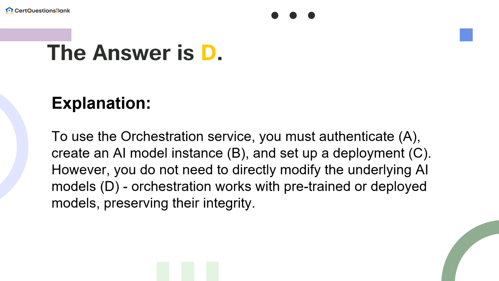To use the orchestration service, you must authenticate, A. Create an AI model instance, B. And set up a deployment, C. However, you do not need to directly modify the underlying AI models, D. Orchestration works with pre-trained or deployed models, preserving their integrity.